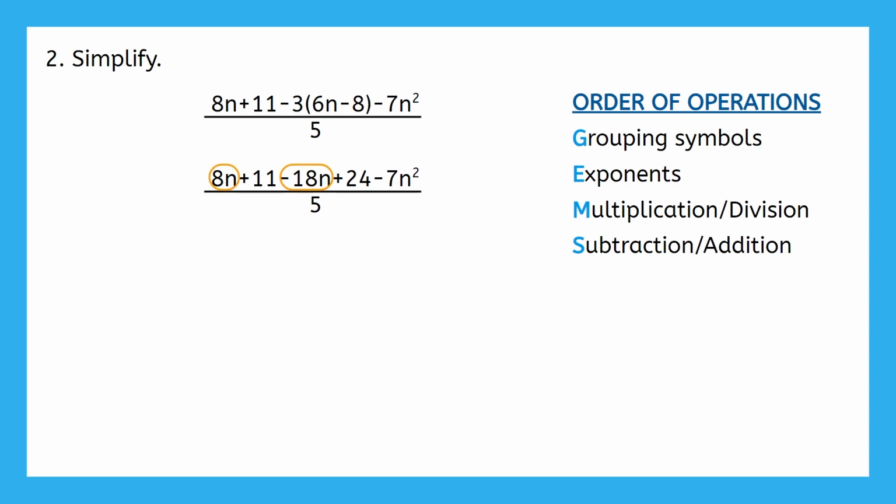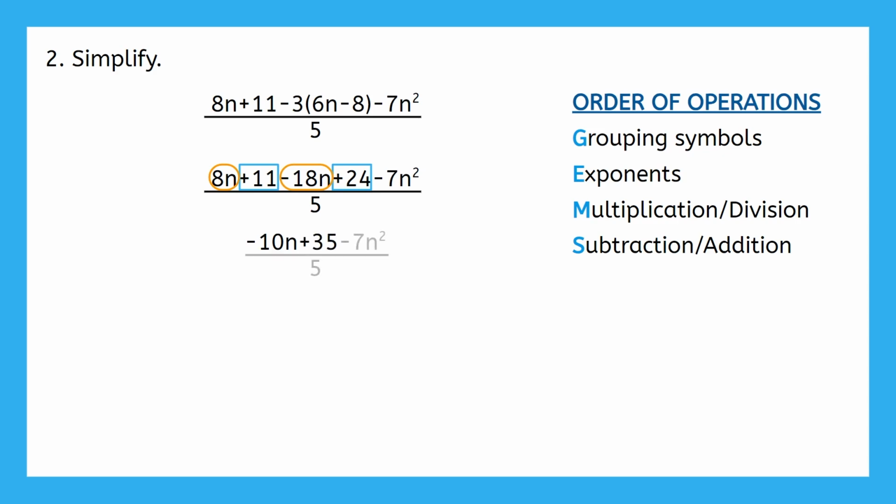8n is like terms with minus 18n, because they both have an n with no exponent. Plus 11 is like terms with plus 24, because they're both constants. Does minus 7n squared have any like terms? No, it's the only term with an n squared, so it will just stay by itself. 8n minus 18n makes negative 10n. And positive 11 plus 24 makes positive 35.